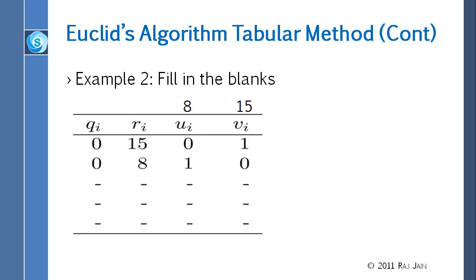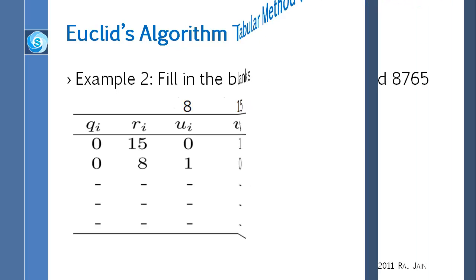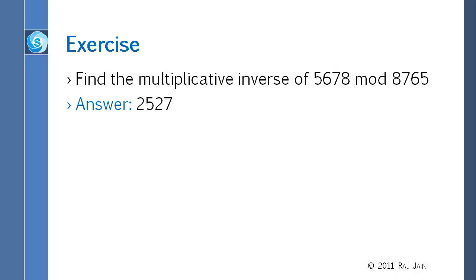So this number is important. This 2 is important to know. So now the homework. Find the multiplicative inverse of 5678 mod 8765. So everybody can do that, right?